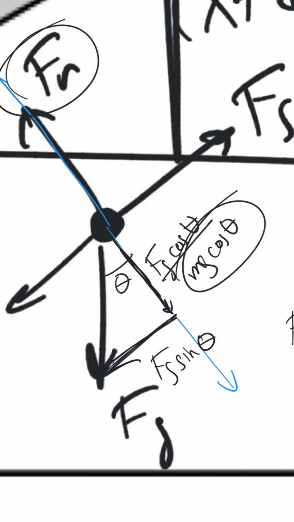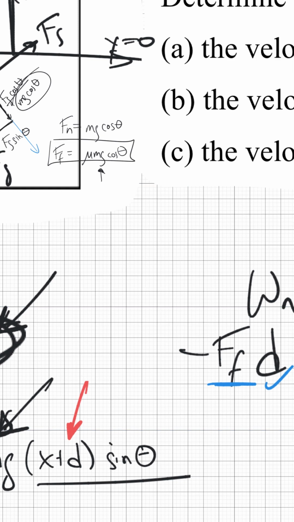cosine theta. And then the force of friction then is mu mg cosine theta. I got to work on these g's. They're starting to look like s's. Anyway, so we're going to go ahead and plug that in. Okay, so where are we?